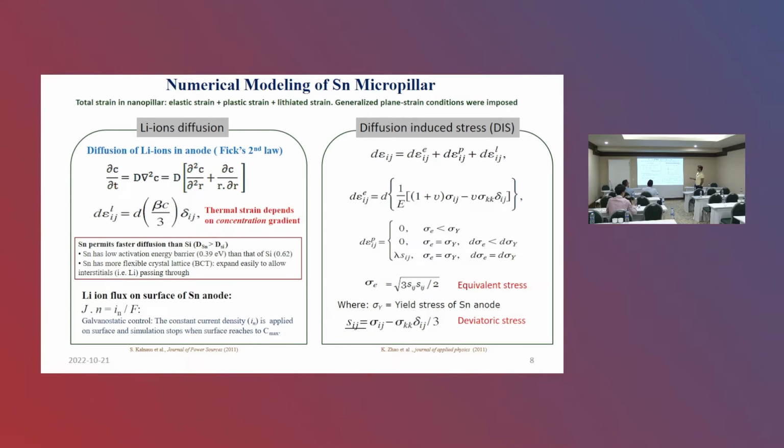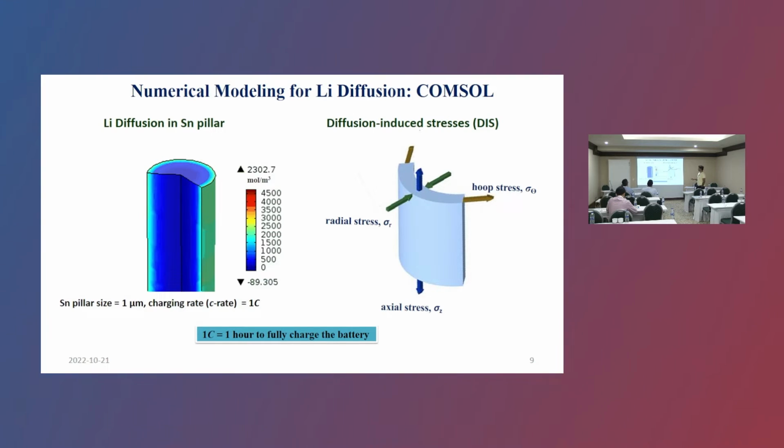In COMSOL, we tried to replicate the lithium ion diffusion process using Fick's second law. As a result of lithium ion insertion into the host material, there are strains and stresses. These are the stresses in the electrode that we need to look into. On the left side, the lithium ions are going into the electrode. From the surface there is the maximum amount of lithium ions, and from the core it builds up slowly with diffusion. And these are the stresses expected to be induced during this process.